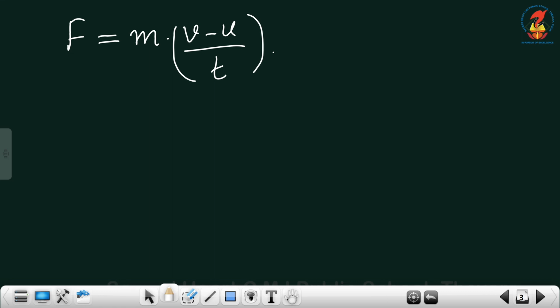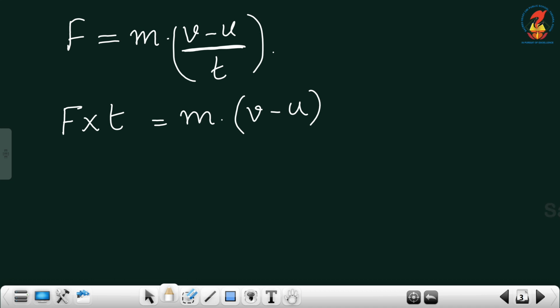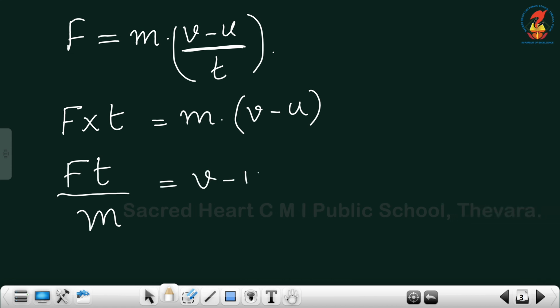Now take this t to the other side of the equation. On the right hand side, t was in the denominator. So when it moves to the left hand side, it becomes into t. F into t is m into v minus u. Now take this m to the left hand side. On the right hand side it is m into, so when it moves to the left hand side, it becomes divided by m.